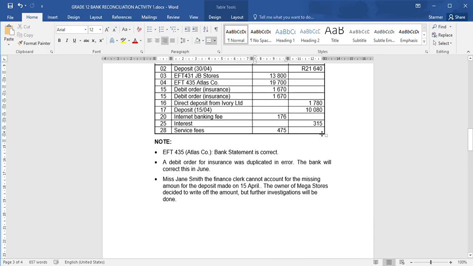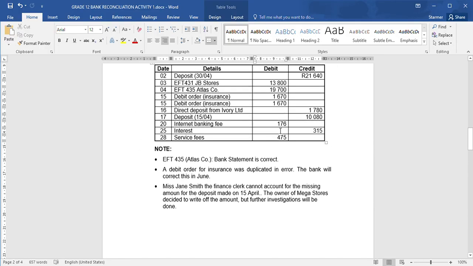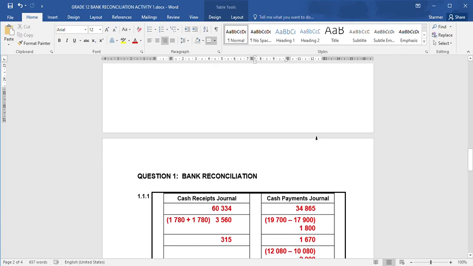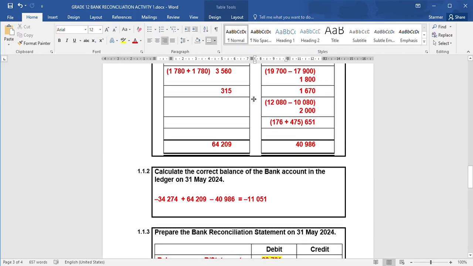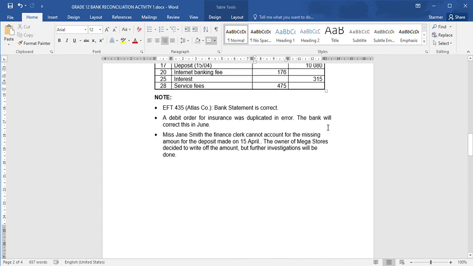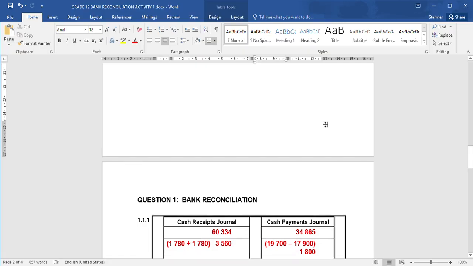Alright, then the last three here, your internet banking fee and your service fees are both bank charges. The interest is on the credit side. If it's on the credit side, the bank is telling you they owe you that money. So the interest will get recorded in the CRJ and the two bank charges will get recorded in your cash payments journal. You are paying money for bank charges. Okay, that's the end of the information here now.